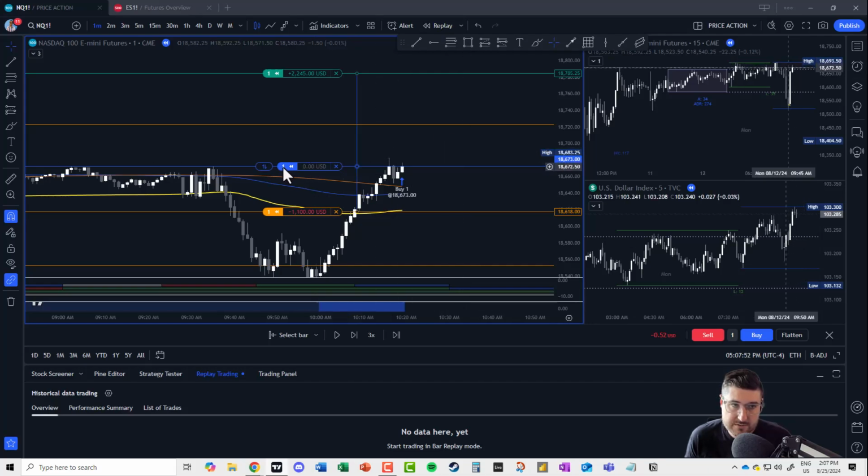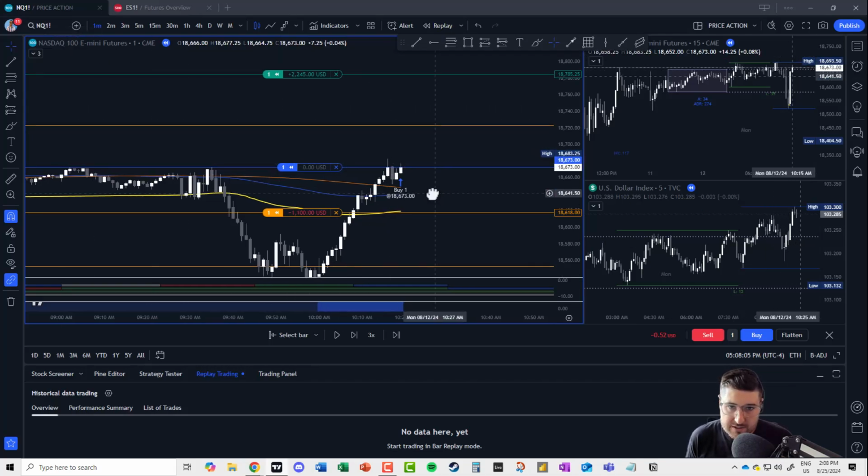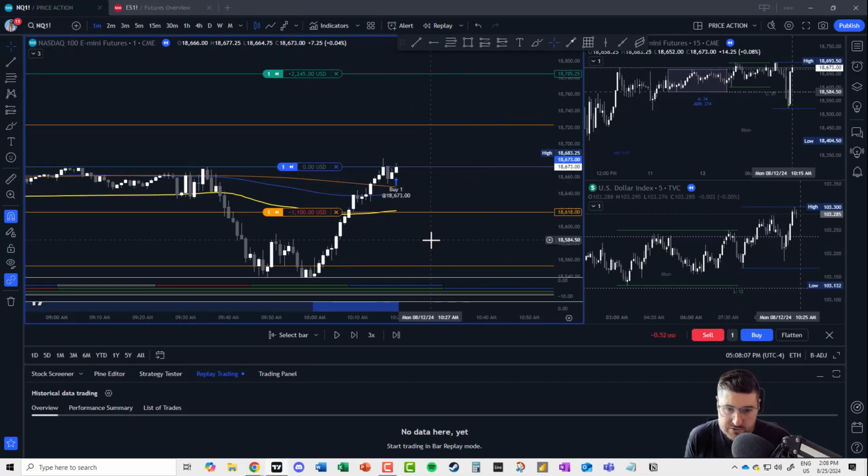Except, oh, I'm on the NASDAQ. Okay. I would be on the MNQ. So this is just an example, but I would put this to MNQ for when I'm backtesting, not NQ. But let's just stick with this for this first trade.